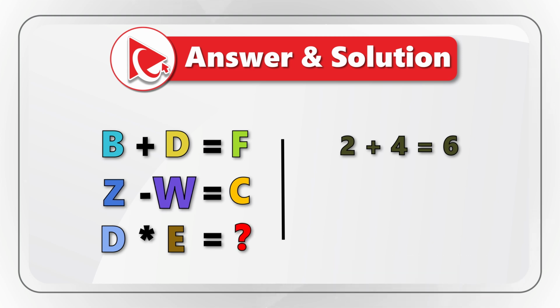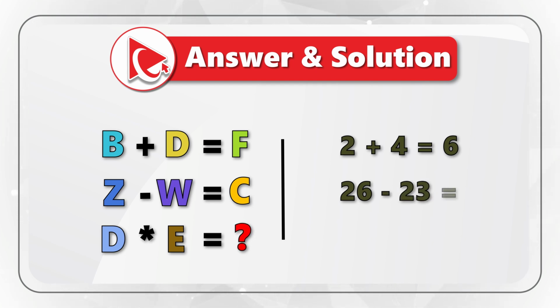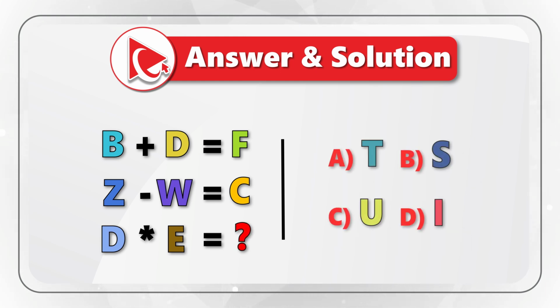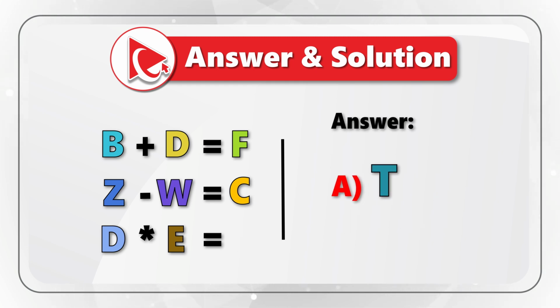Z minus W equals C would in reality be equal 26, which is the number associated with letter Z, minus 23, which is the number associated with letter W, which would be equal to 3. So the last expression, D multiplied by E, in reality would be equal 4 multiplied by 5, and would be equal to 20, which is associated with the letter T. So the correct answer here is choice A, T.